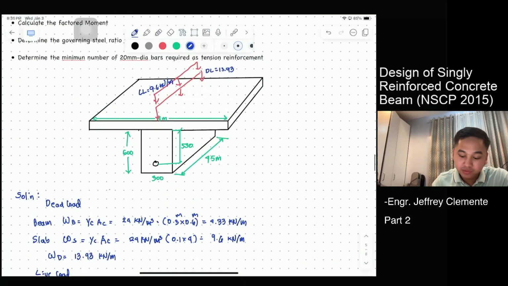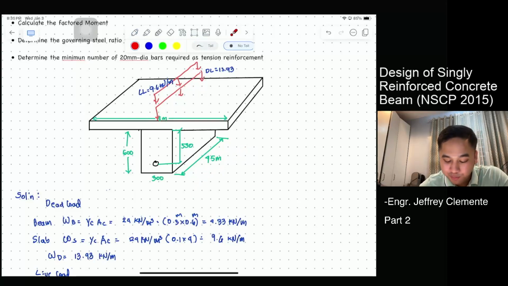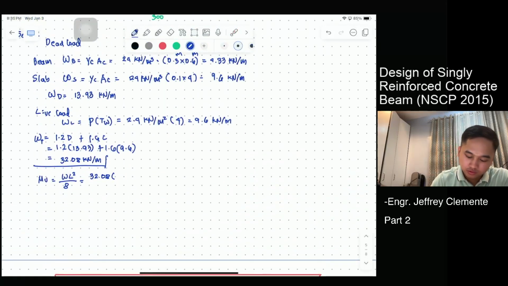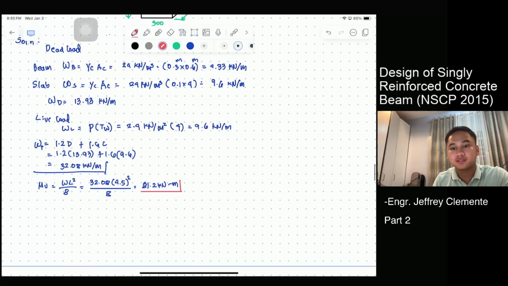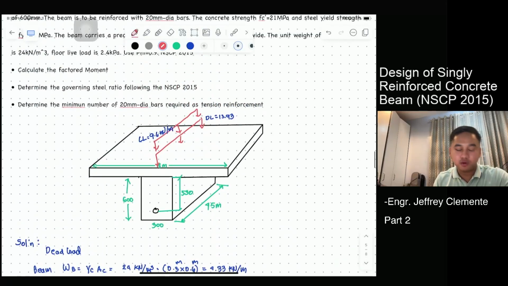Ang length natin, anong length? That is length of the uniform load. So, that is 4.5. Baka may gumamit ng 4. 4.5 tayo ngayon, length na. Okay? So, 4.5 squared all over 8. So, that's 32.08 times 4.5 squared divided by 8. So, you'll have 81.2 kilonewton meter. So, this is the answer for the first problem. Okay? That is the factored moment.